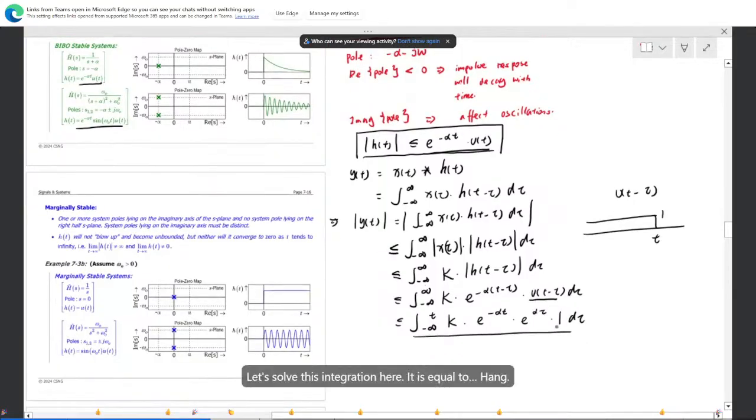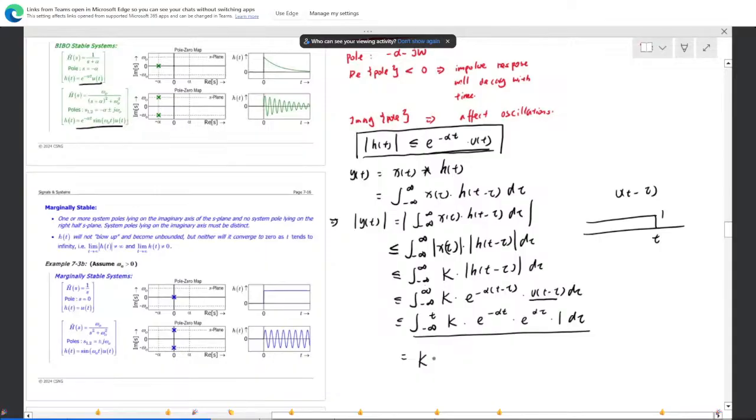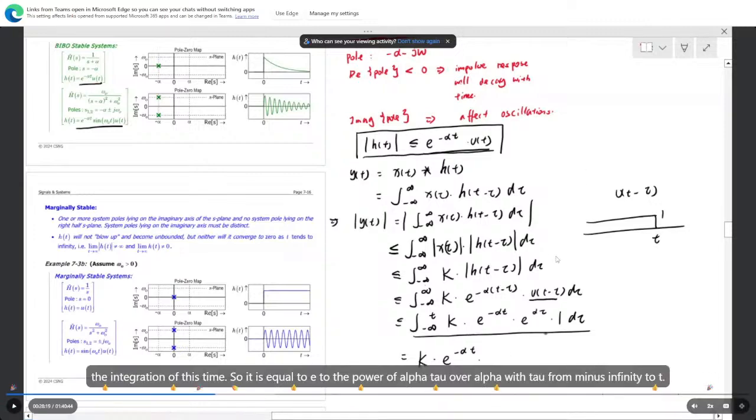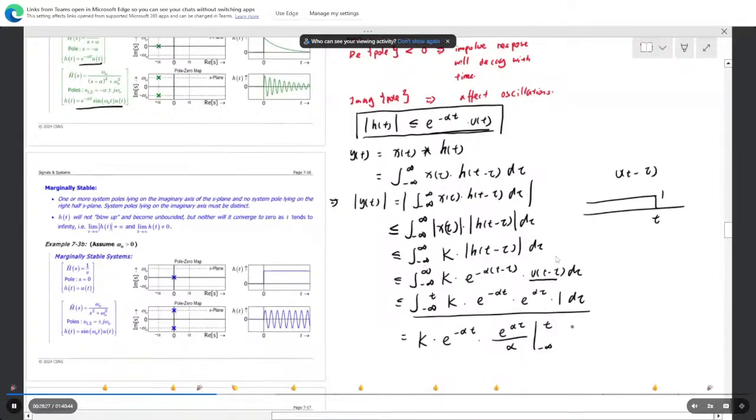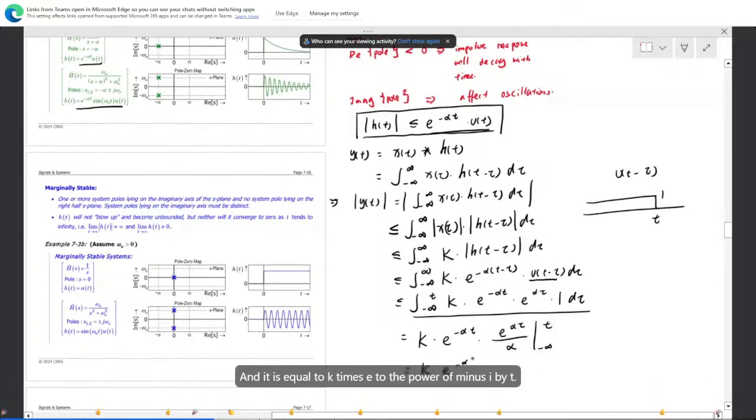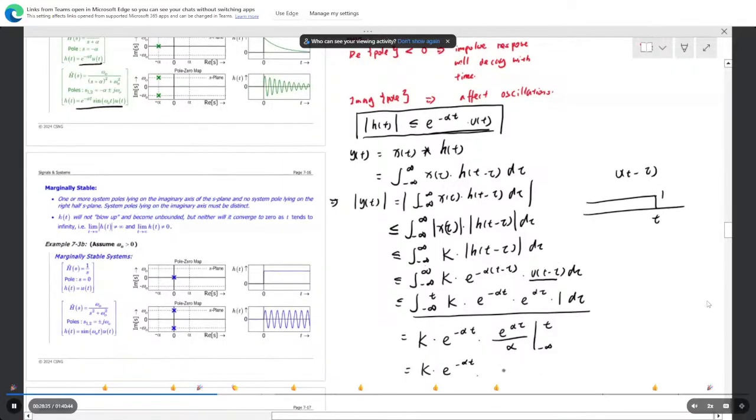And let's solve this integration here. It is equal to k multiplied by e to the power of minus alpha t multiplied by the integration of this term. So it is equal to e to the power of alpha tau over alpha, with tau from minus infinity to t. And it is equal to k times e to the power of minus alpha t multiplied by e to the power of alpha t.